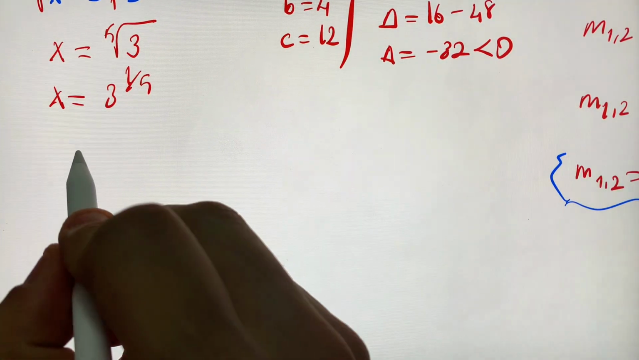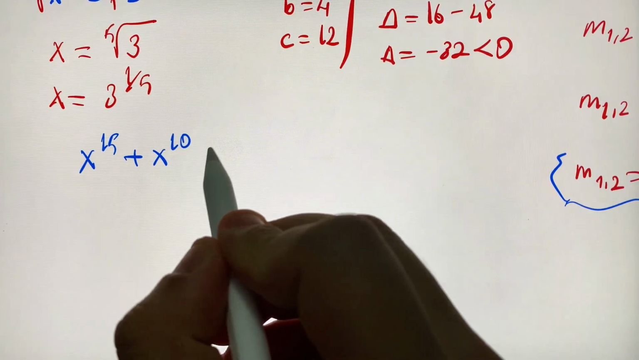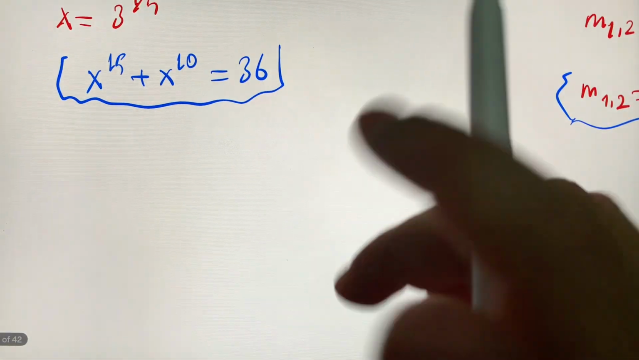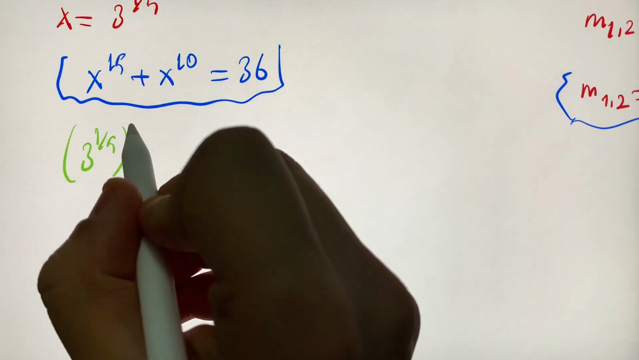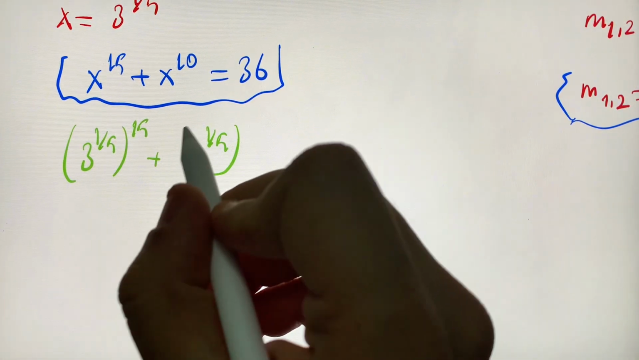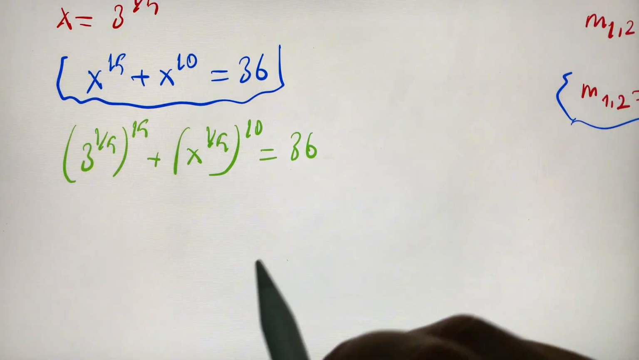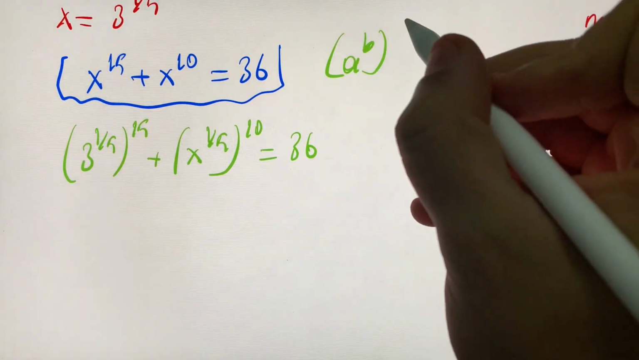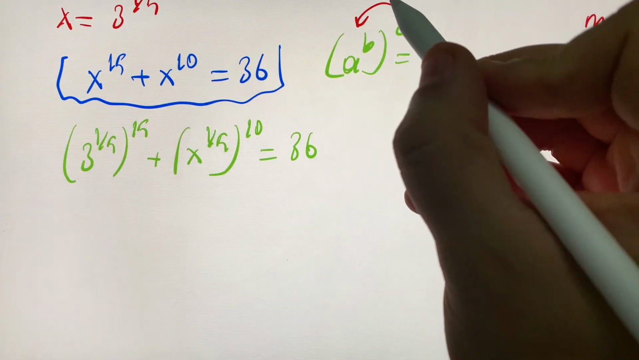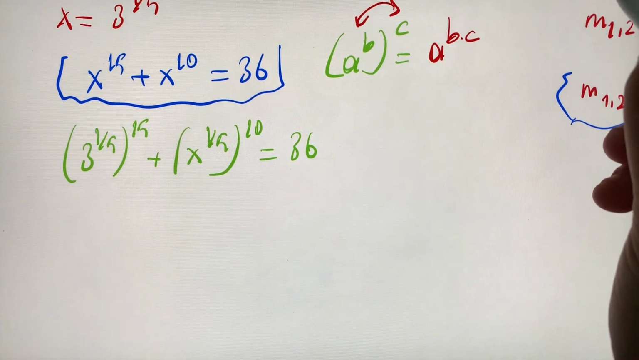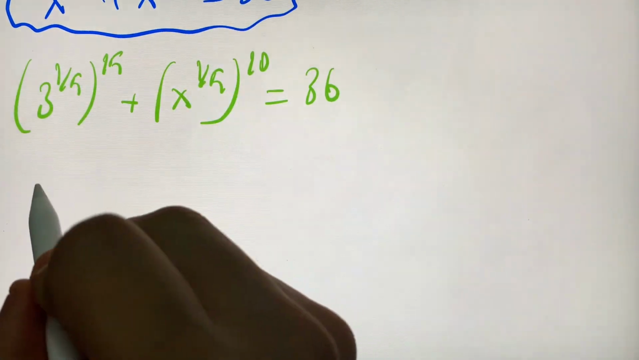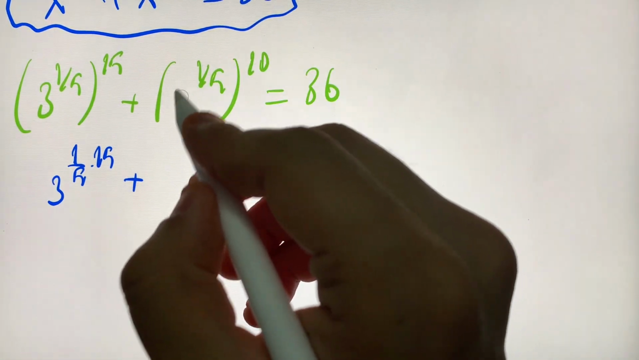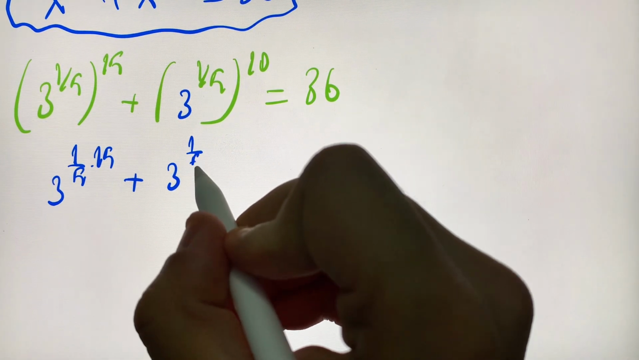Now what was my initial equation? x to the 15 plus x to the 10 equals 36. Let's see whether the result comes out correctly when we write this in the equation. I'm writing 3 to the 1 over 5, to the 15, plus 3 to the 1 over 5, to the 10, equal to 36. What can we use here now? Look, we expressed this in the previous rule: a to the power of c, to the power of b, we were multiplying the exponents, so we can write this as a to the b times c. Let's apply it right here: 3 to the 1 over 5 times 15, plus 3 to the 1 over 5 times 10, is 36.